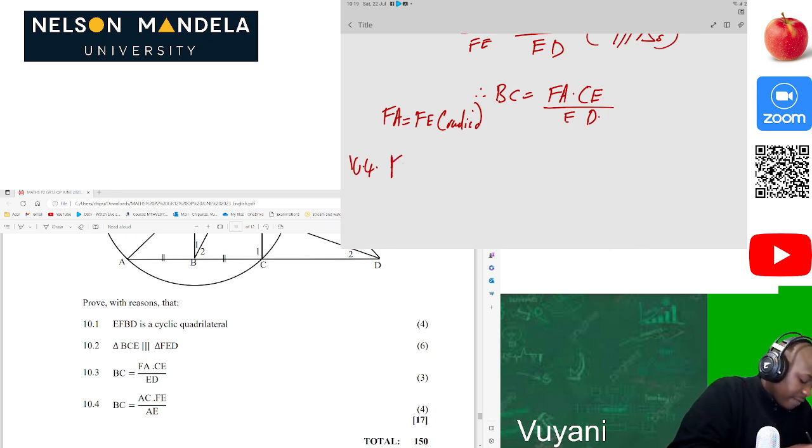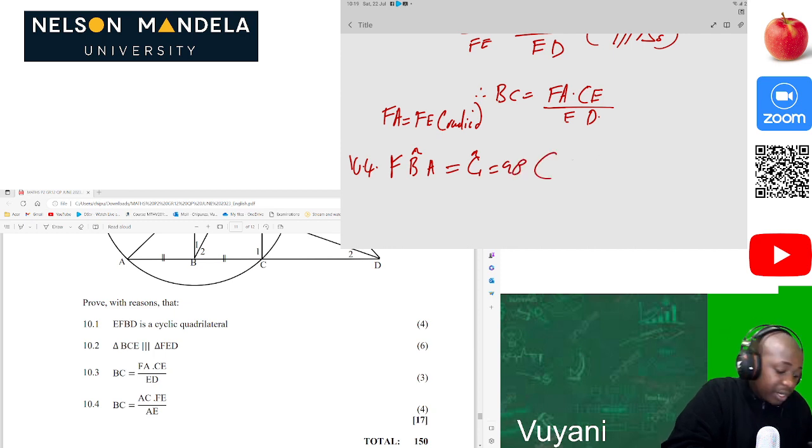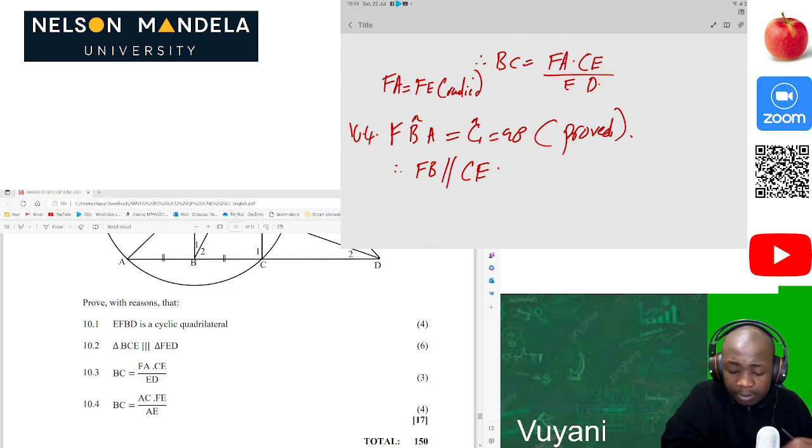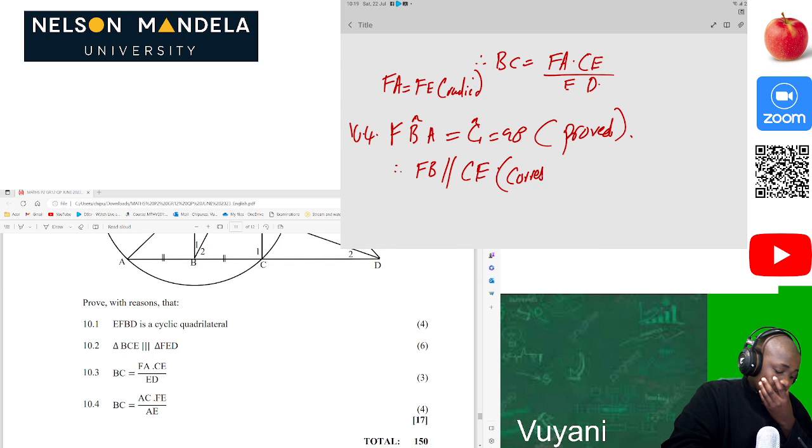Of course, we know that FBA is equal to angle C1, which is equal to 90 degrees, and we have already proved it above. Then from that we can detect that FB is parallel to CE. Because of those, we can write that we have our corresponding angles there.